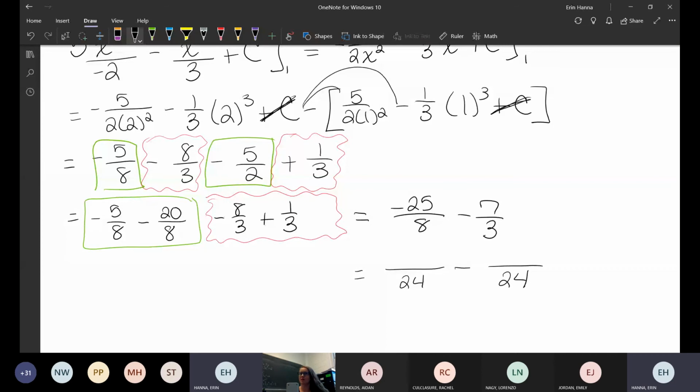I don't think the algebra on the Wiley ones is quite this bad, but so 25 times 3, because that's how you got to 24 on the bottom, 8 times 3. So we'll get -75, and then 7 times 8, 56. -131/24. Oh, goodness.